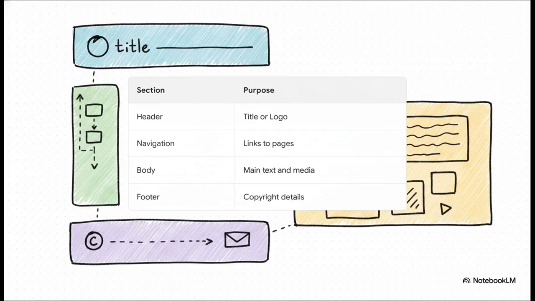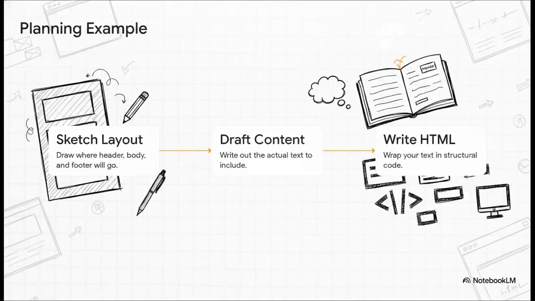Then, taking up the most room, the real meat of the page is the body content. That's where your main text and all your media go. Finally, down at the bottom, we cap the whole thing off with a footer, which usually holds stuff like copyright information or contact details. Taking a minute to map this out in your head makes the actual coding part so much easier. So how do you actually put this into practice?